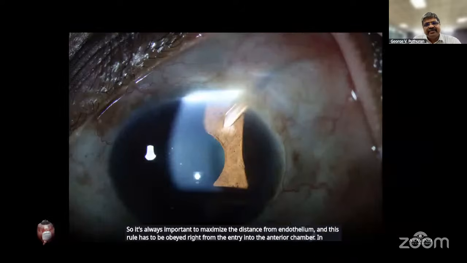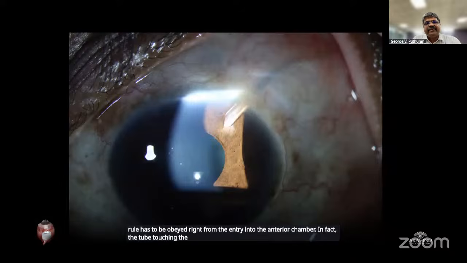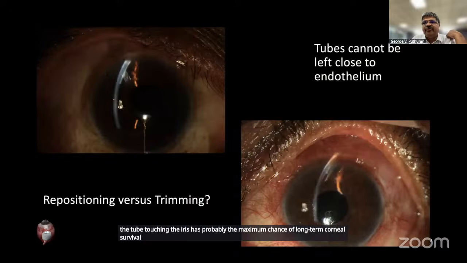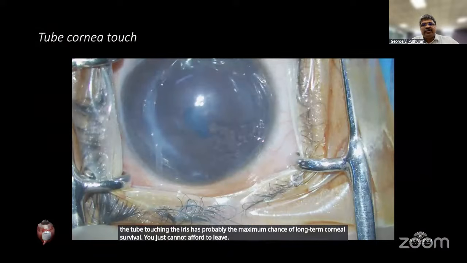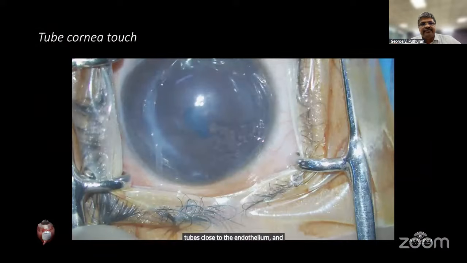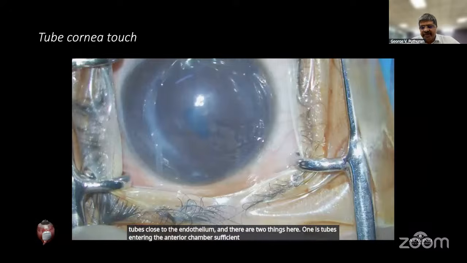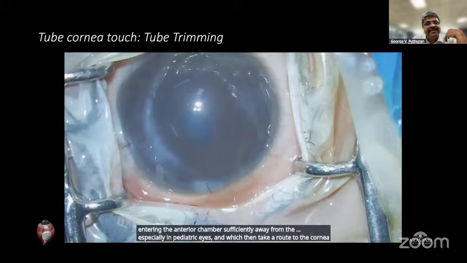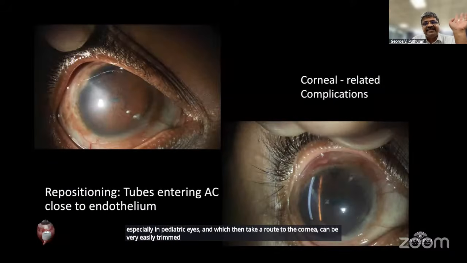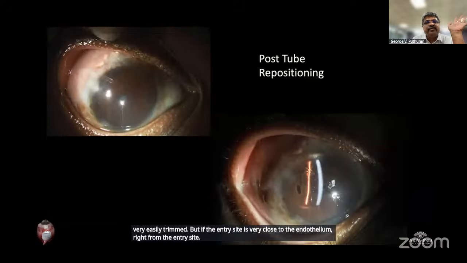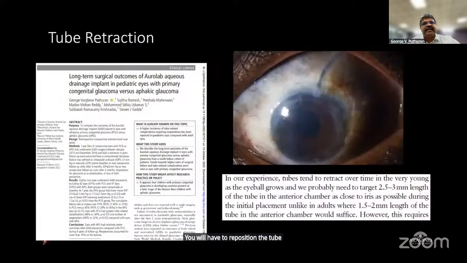In fact, the tube touching the iris has probably the maximum chance of long-term corneal survival. You just cannot afford to leave tubes close to the endothelium. And there are two things here. One is tubes entering the anterior chamber sufficiently away from the endothelium, especially in pediatric eyes, and which then take a route to the cornea, can be very easily trimmed. But if the entry site is very close to the endothelium, right from the entry site, you will have to reposition the tube to a different site in the anterior chamber.